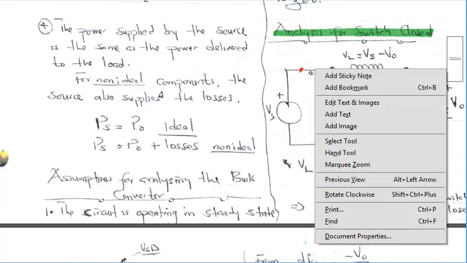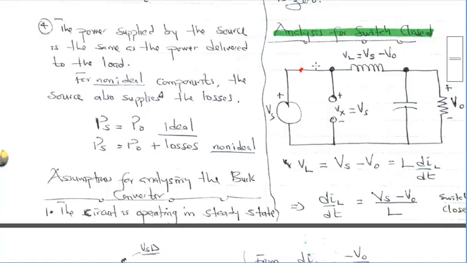So when the switch is closed, we have current which is going to flow, and the current over here is going to be 0, which is going to reverse bias our diode. So our diode is going to be open. So we are going to have the source current, IS, the same as the inductor current, IL. And then the current through the diode is going to be 0.